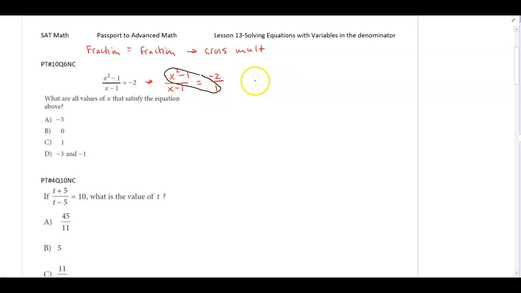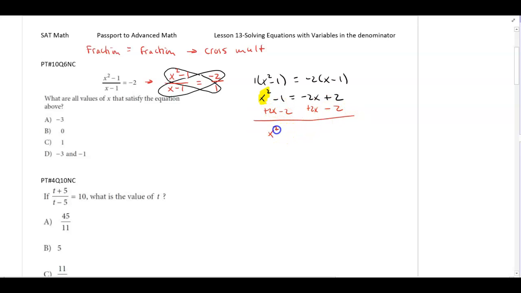1 times x squared minus 1 equals, when I cross multiply this way, negative 2 times x minus 1, which is going to give me x squared minus 1 equals negative 2x plus 2. Now, you have to notice here that this one gives you a quadratic, so your first step is to set this equal to 0. I'm going to add 2x to both sides, subtract 2 from both sides, and I get x squared plus 2x minus 3 equals 0.